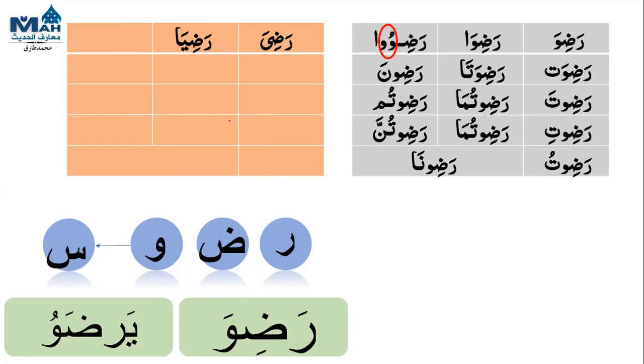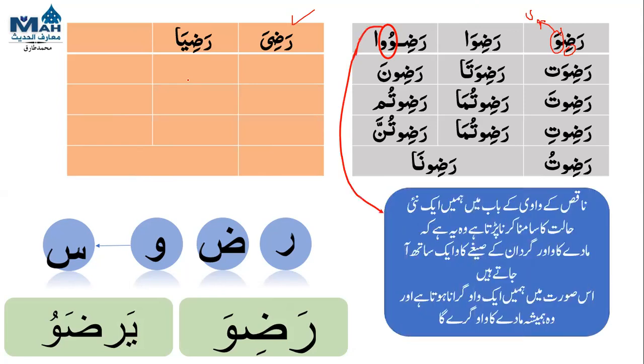Okay, good. So now we'll change. Before waw we have what? Kasra. Simply change it to ya. Radia, read now. Okay. Radia, radia, radu, radu. Okay, what happened here? Radu. Actually, we convert it to radiyu.